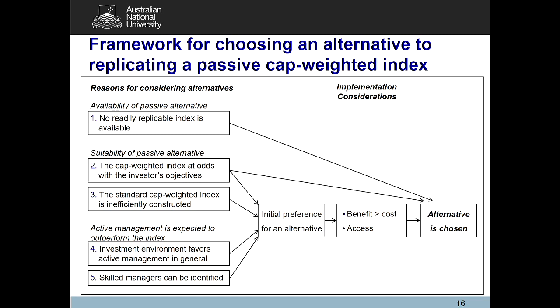Or if I say, no, there is a passive option that is consistent with my objectives, you then say, well, is that passive option efficiently constructed? Because if it's something like fixed income, then even if there is a good passive option in terms of your objectives, we know that fixed income indices, the passive indices, have a lot of problems. That might be enough to suggest that you go active, particularly if you can access it and the benefits outweigh the cost. But if there is an efficient passive option, you then say, well, do I expect active management will outperform? In which case I might still want to go active anyway. If you think that the investment environment is good for active managers, that might be enough to tell you to go active if the benefits outweigh the cost.